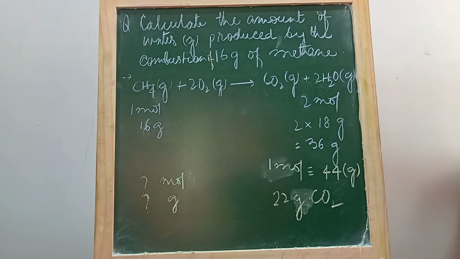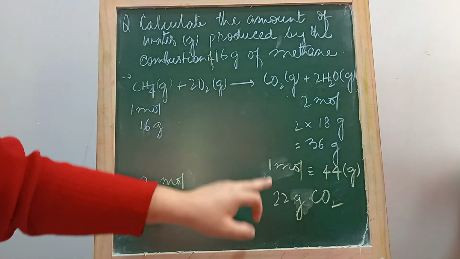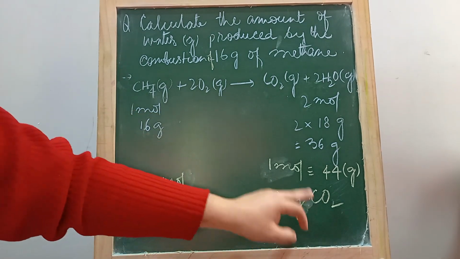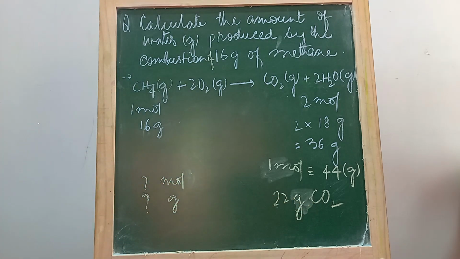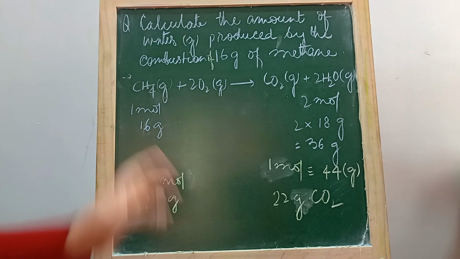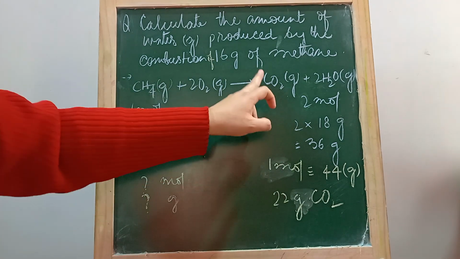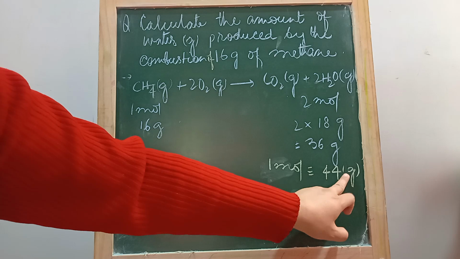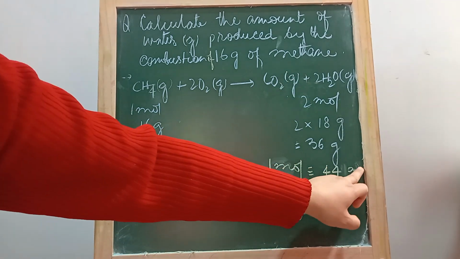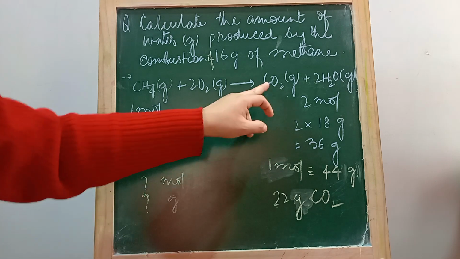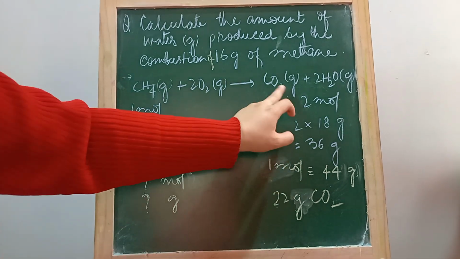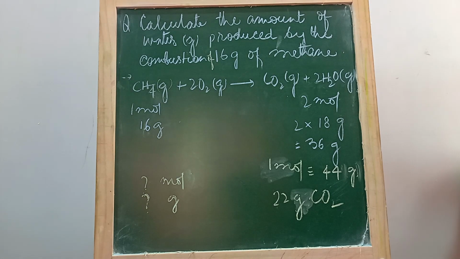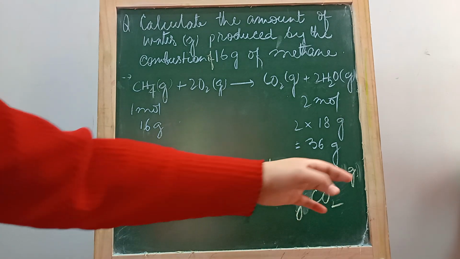So this is the end of the question. The question can be asked the other way around. They can say, in order to get 22 gram of carbon dioxide, how much methane is needed? The question can be like this. So in order to know that, we have the same balanced chemical equation. 1 mole of carbon dioxide means 44 gram. How do we know that? Because the molecular mass of carbon dioxide is 44 u: carbon's atomic mass is 12, oxygen is 16, 16 into 2 is 32, 32 plus 12 is 44 u. So the molar mass is 44 gram.